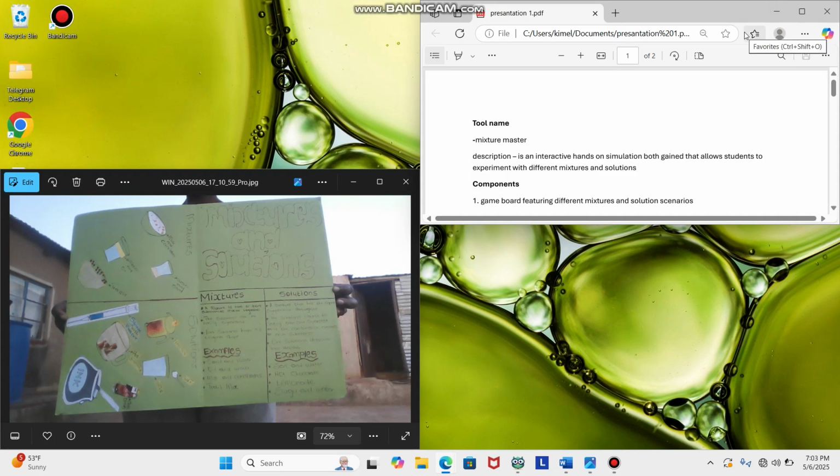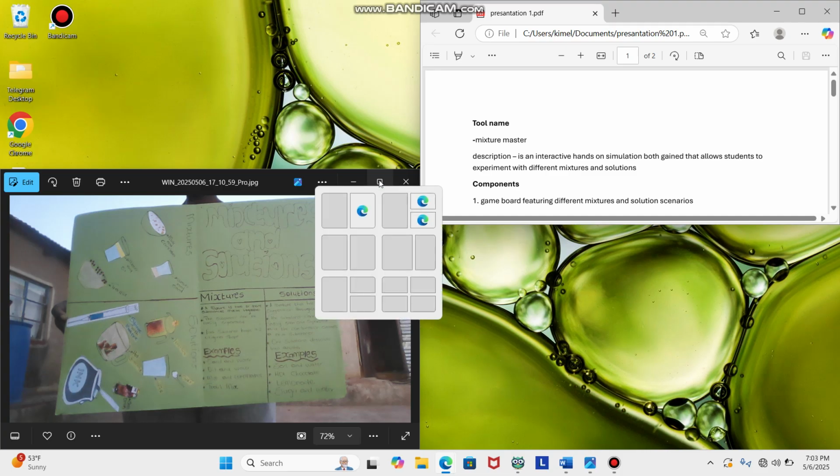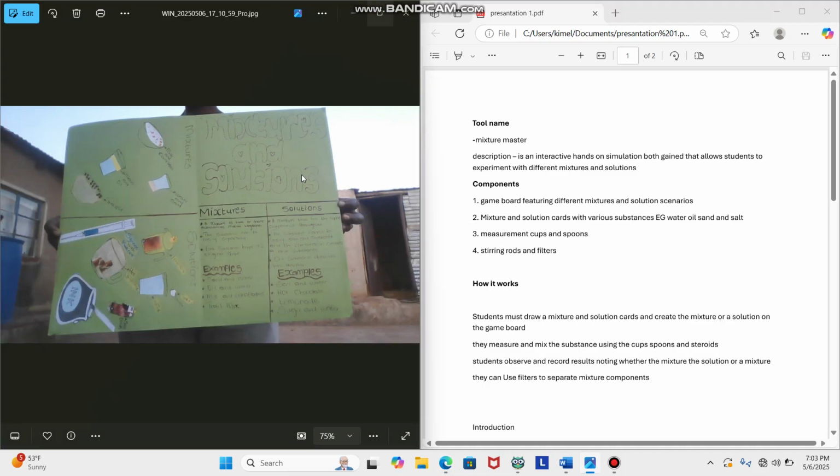So without any further ado, this is my design. The one in the picture is my design. I wrote it using my own hands. It is my own design. The name of my tool is Mixture Master.